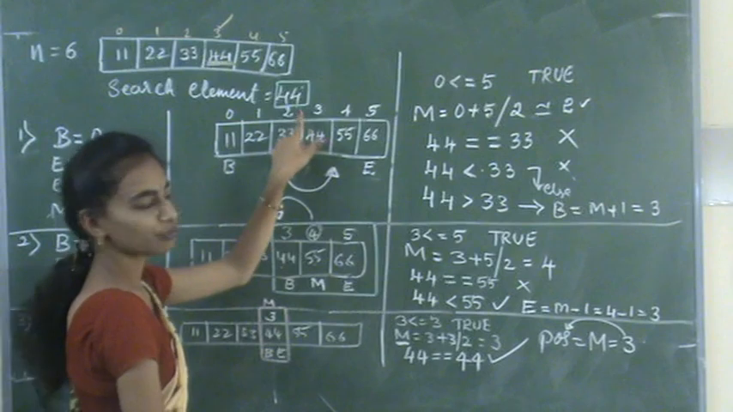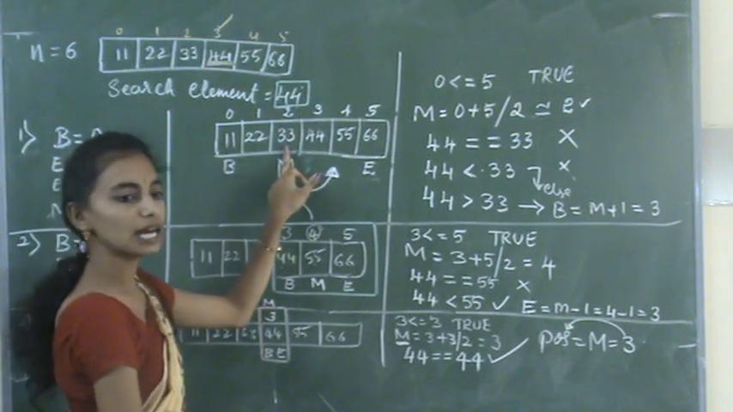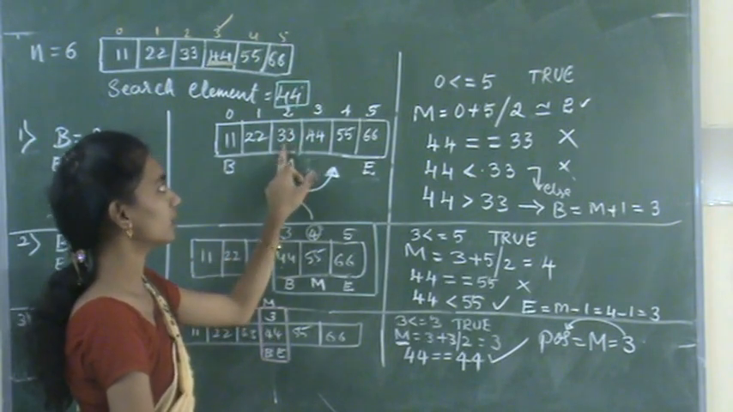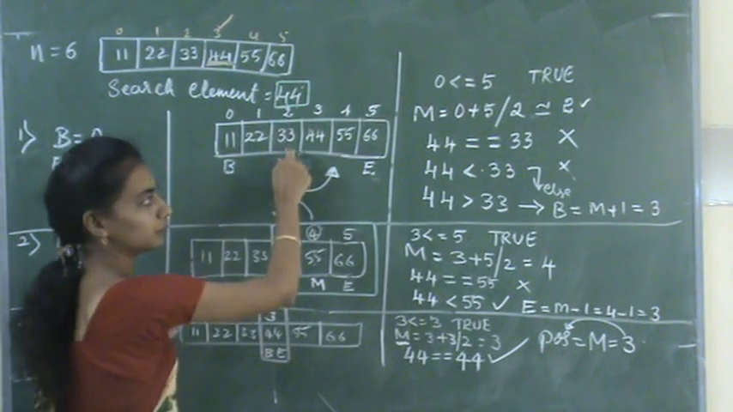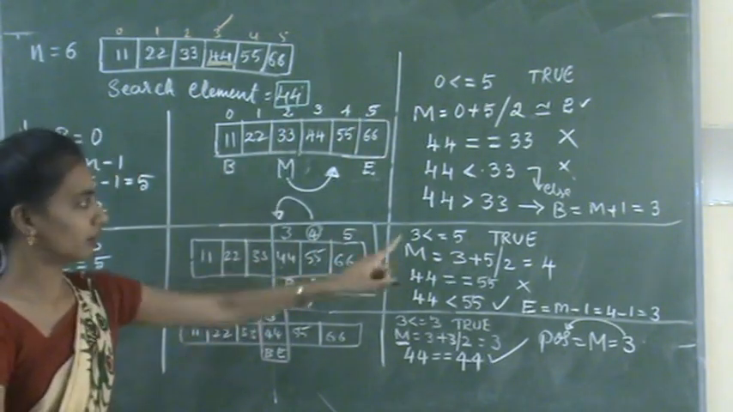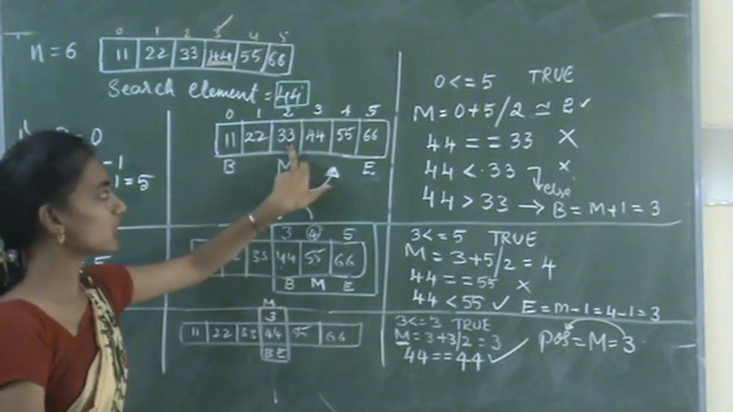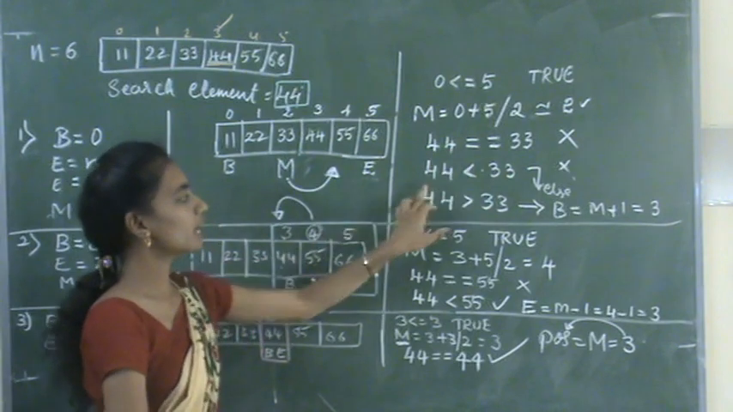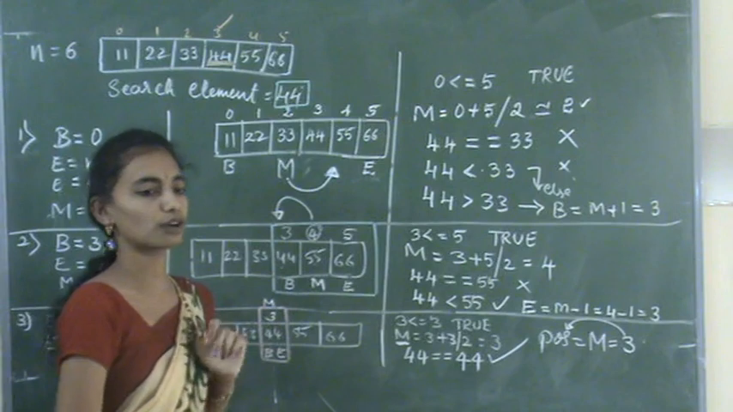So that is 2. After this we will compare the search element with the mid position element. Whichever element is at the mid position, we search for that element. If it is equal, then we will assign the mid position to the location. If it is not equal, as in this case, then we need to search either the left part or the right part of the array.